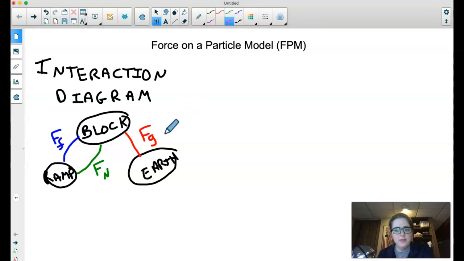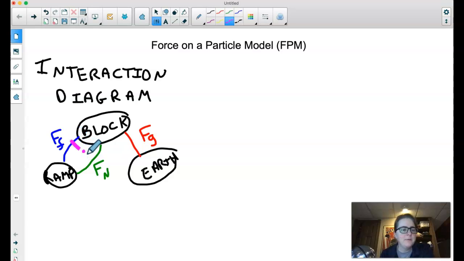At this point, the interaction diagram does give a good illustration of Newton's third law, which says that if you have a single interaction, it exerts the same force on both objects. I have this visual that there's just one interaction between the block and the earth, which is that reminder that the force the earth exerts on the block is the same as the force the block exerts on the earth.